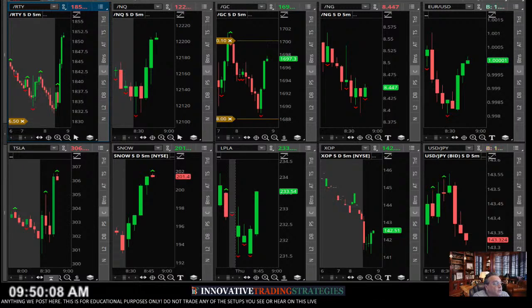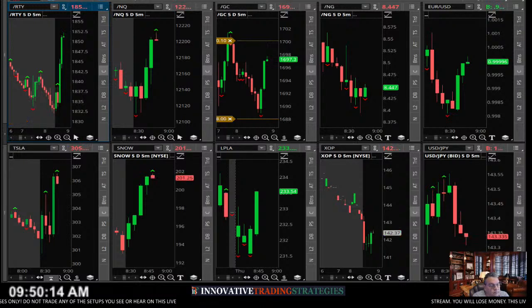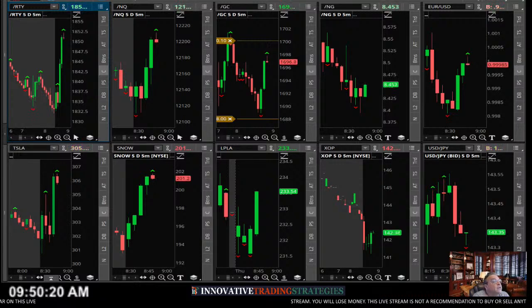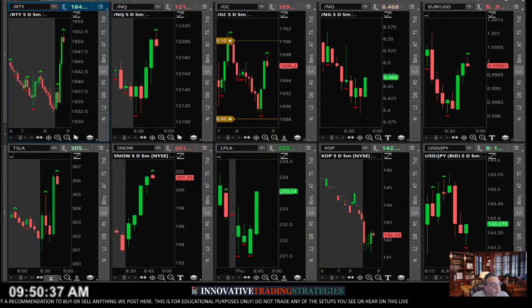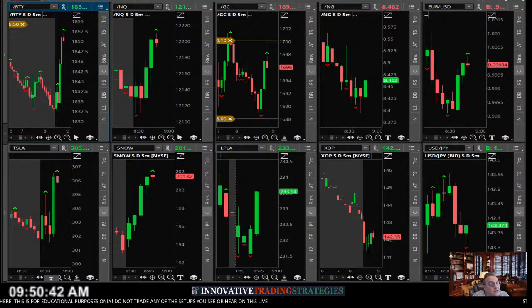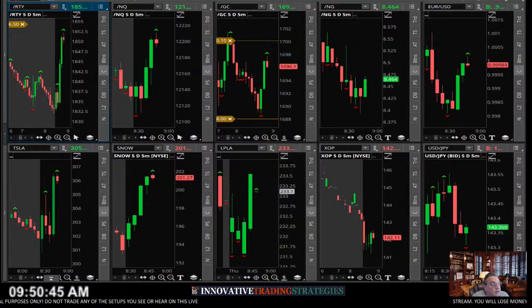All right, let's get a target on RTY. Target on RTY is going to bring us up to 1856.5. This is going to be an HF1 buy. It's the strongest one of our patterns. So 1856.50 is my target, with the reversal at 1834.